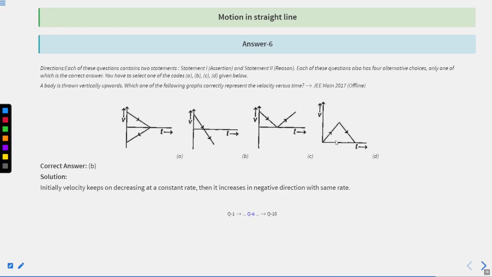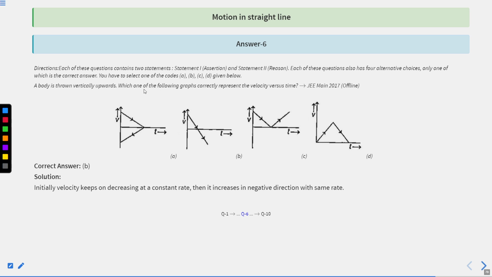Let's find the solution. Representation of velocity versus time: initially, velocity keeps on decreasing at a constant rate, then it increases in the negative direction with the same rate. Clear? So option B is correct.